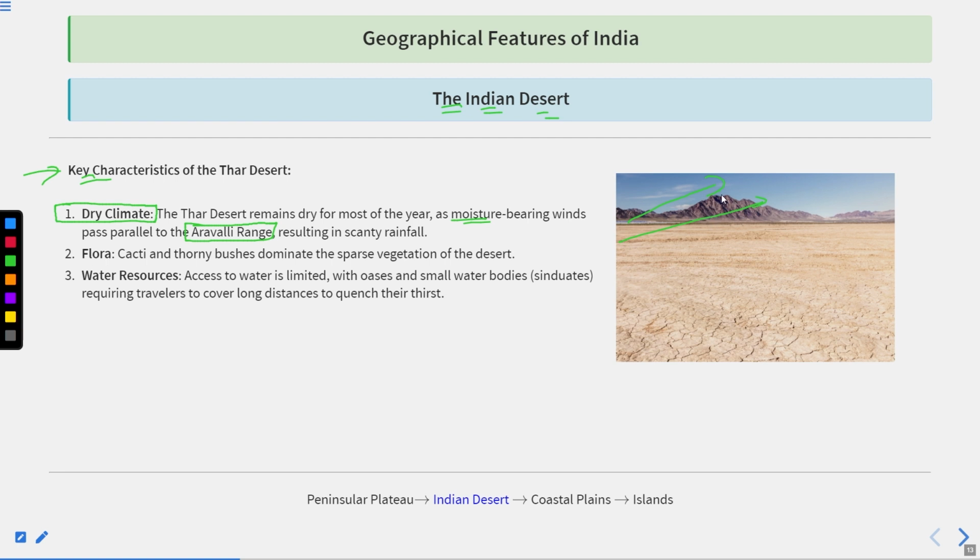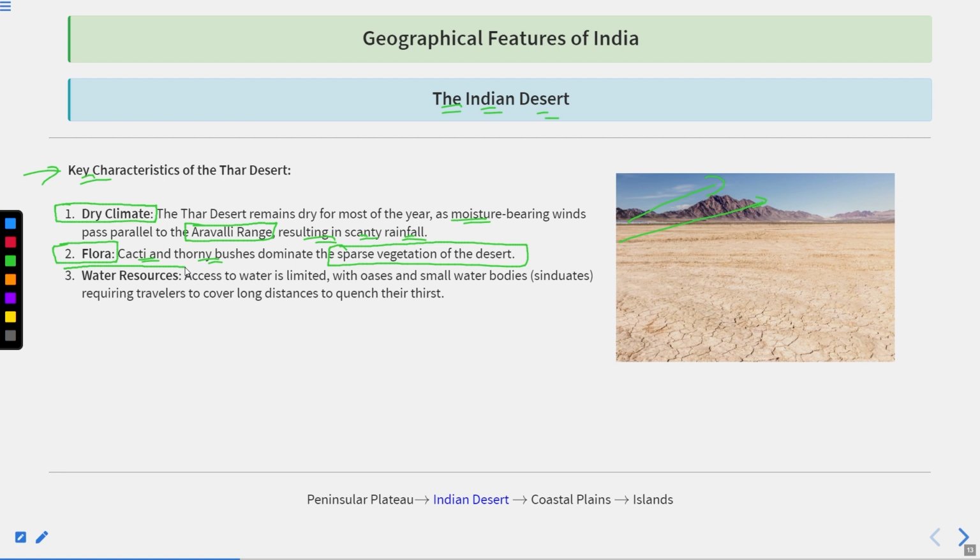which could cause precipitation. They generally let the winds pass through the hills. Okay? This results in scanty rainfall. Thereafter, we talk about the flora. The cacti and the thorny bushes dominate the sparse vegetation of the desert.